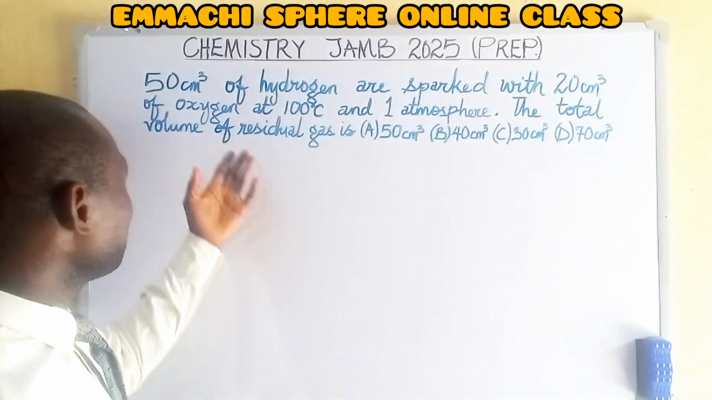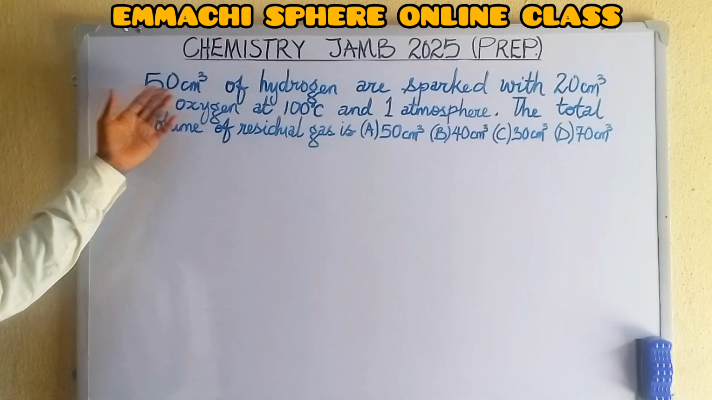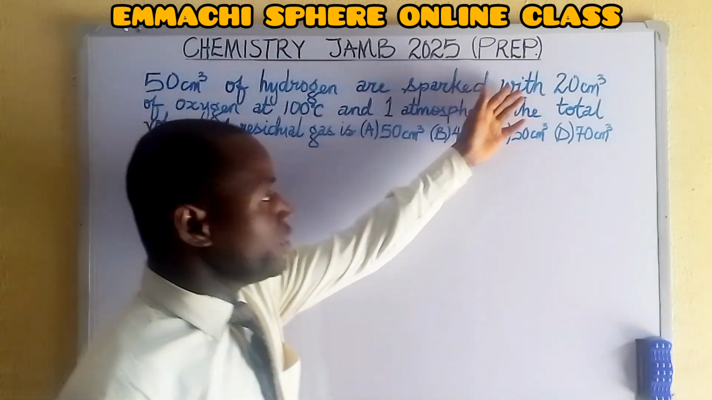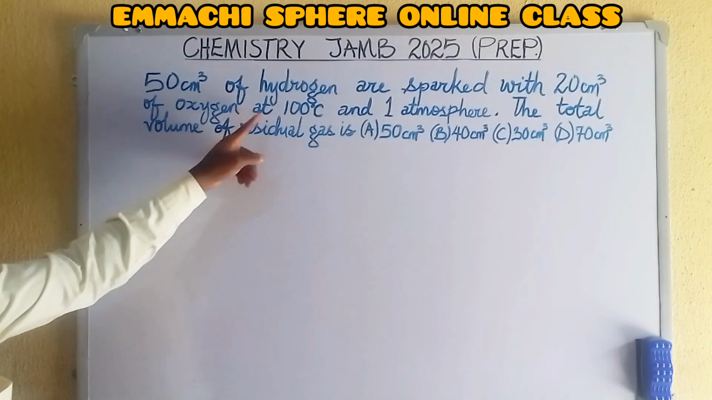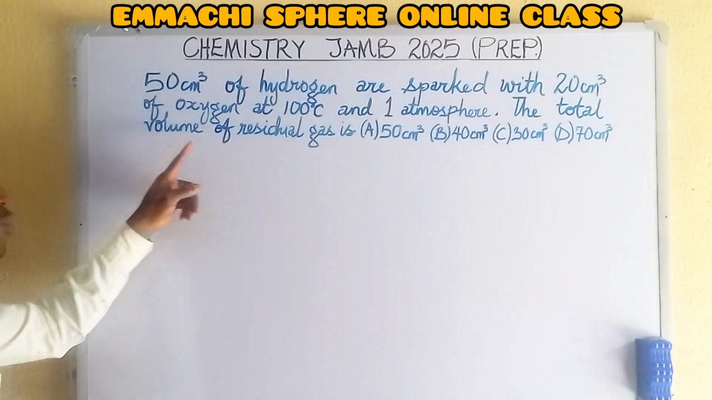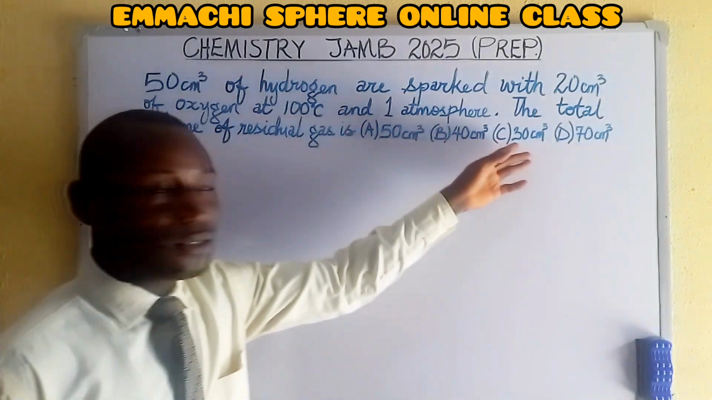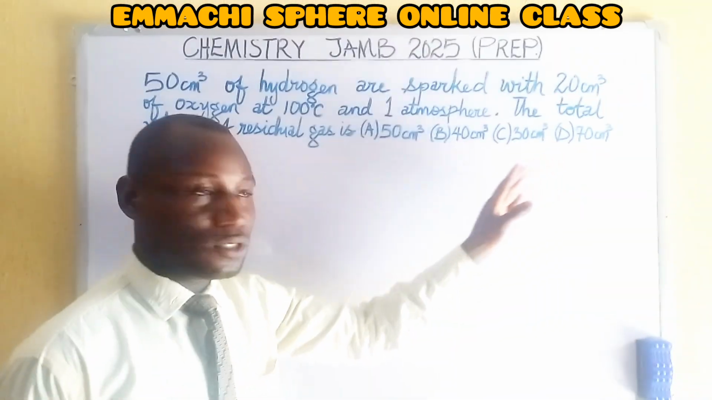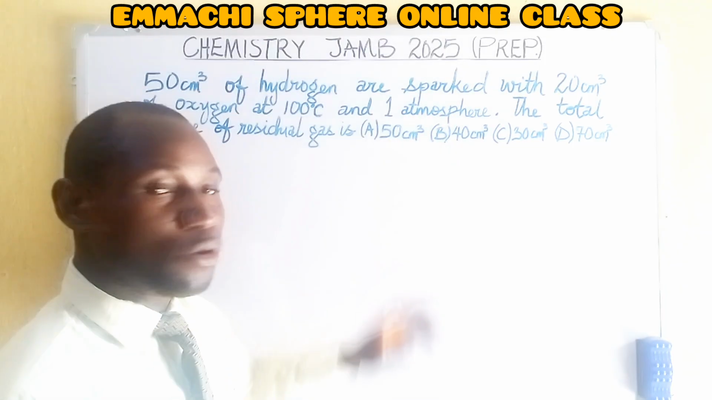Hello, let's attempt this JAMB question. 50 cm³ of hydrogen is packed with 20 cm³ of oxygen at 100 degrees Celsius and 1 atmosphere. The total volume of residual gas is what? These options are given to us. After calculating, we'll know which one is correct.